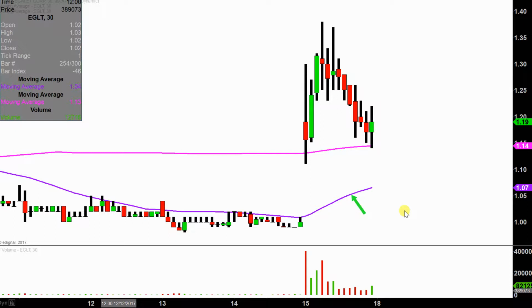Again, if the price can stay above that pink line, that would be best case, but taking a step back, looking at the big picture, as long as the price stays above that purple line, then the overall trend is fully in the bulls' favor.